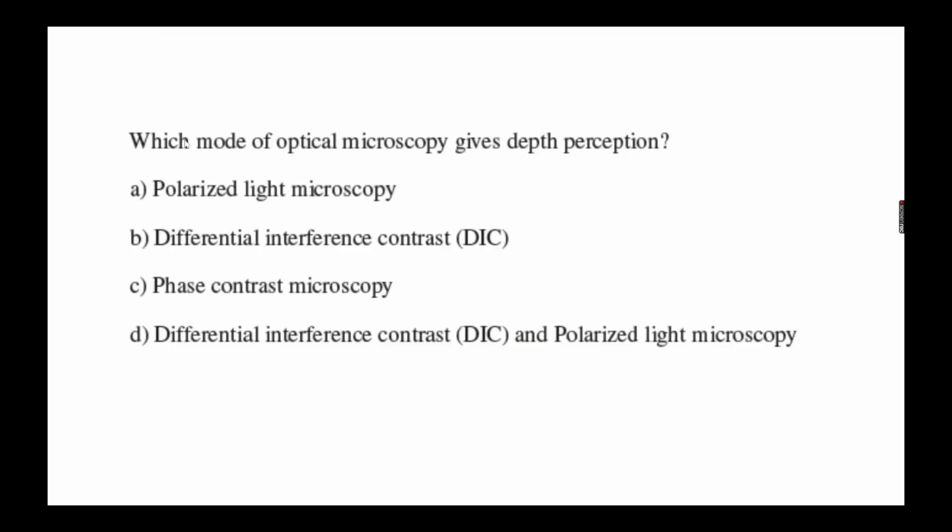So the next question is: which mode of optical microscopy gives depth perception? Again I will bring you on the same route. If you have samples which have depth or some thickness, then which kind of microscopy will you go for? Again, this is a good question: what is the microscopy that you would like to opt for? Can anybody answer this very quickly?